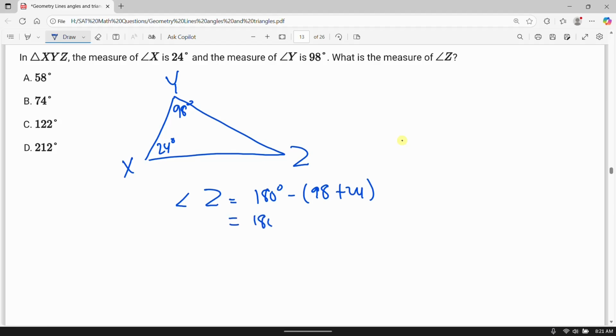So this is going to be 180 minus 112. So that's going to be 68, 58, 122, 58. So the answer is A.